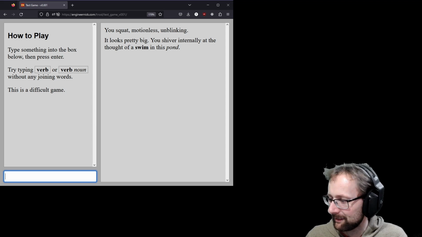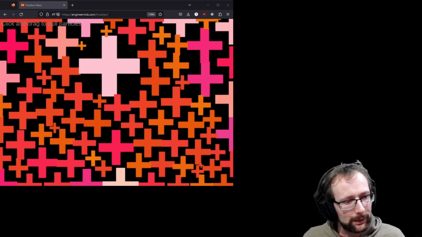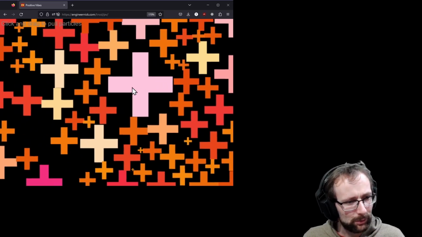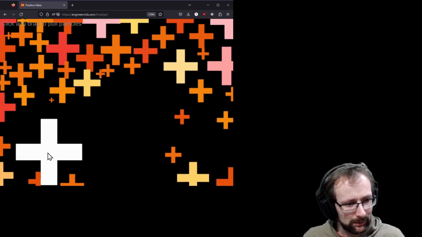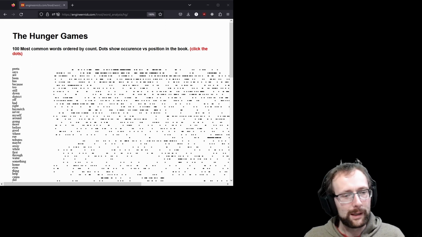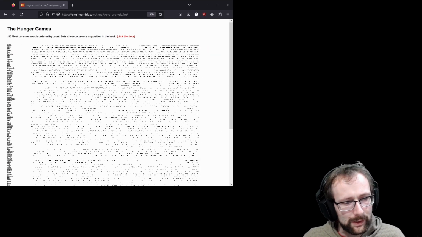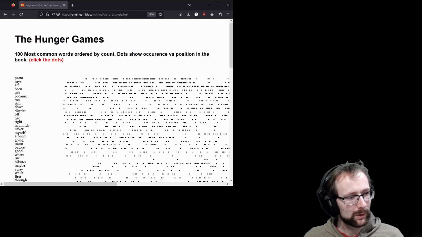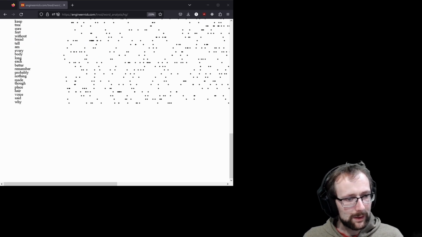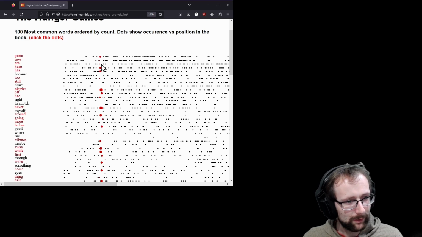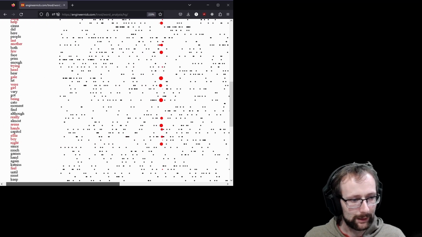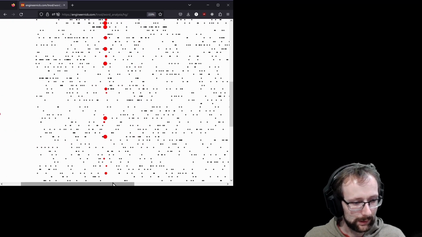Moving on. Looks like there's a hidden random variant of the one we saw before, except the particles can be destroyed. Oh, here's another interesting one. This is a word analysis of The Hunger Games, probably the first book. And this is much more interesting than the one about my thesis.